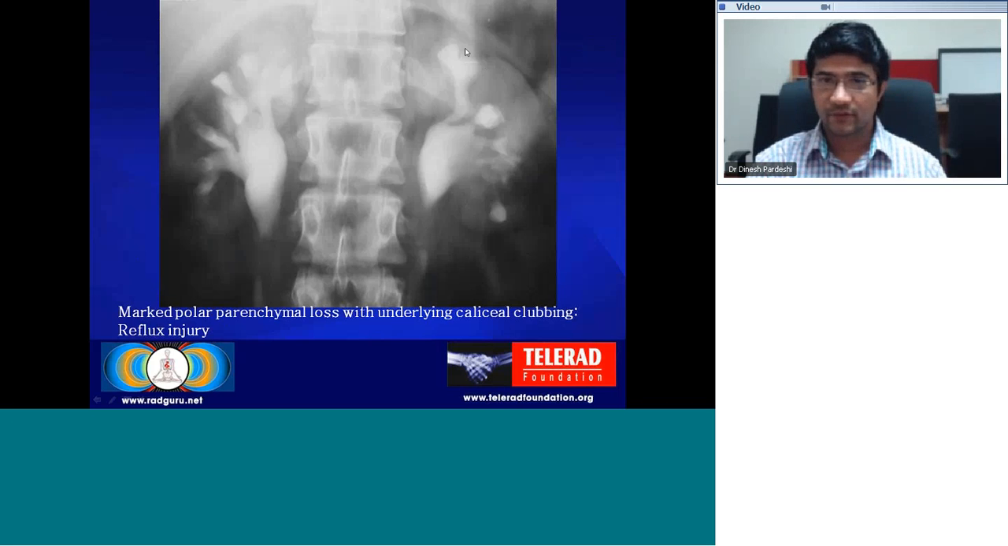Sometimes there is parenchymal thinning, and when there is parenchymal thinning of the kidney seen on the nephrographic and pyelographic phases, always examine the underlying pelvicalyceal system. For example, here there is dilatation and clubbing of the pelvicalyceal system, and we see thinning of the parenchyma. This is typically at the upper poles, and usually occurs in patients with reflux injury. So when there is thinning, always look at the underlying pelvicalyceal system. If the parenchymal thinning is in between the calyces, for example the calyces are normal but the thinning is in between, this typically occurs in patients with renal infarct.